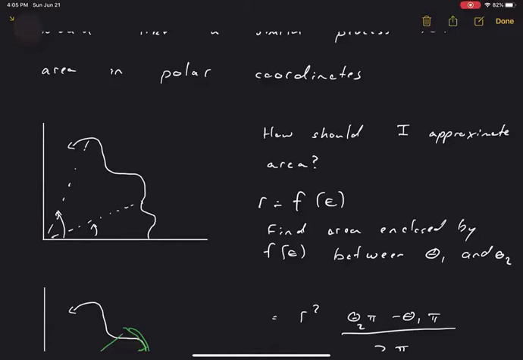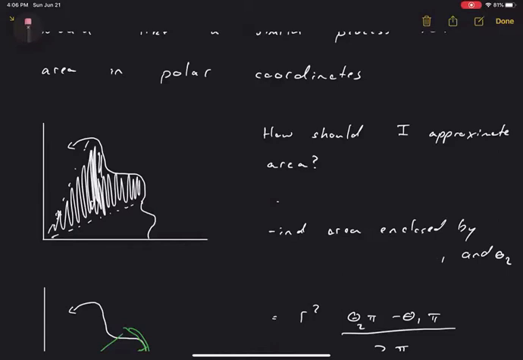And this is my curve. Well, the area enclosed by that curve is the area in this kind of pie wedge between these two angles, and it stops at the curve. So that's what we mean by areas in polar coordinates, the areas enclosed by this curve. But then the question is, how do we find this area?